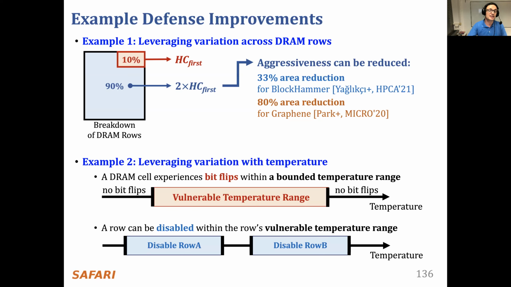Again, similarly, you can leverage the variation of vulnerability in terms of temperature. You can disable some rows based on the temperature. This is not easy, I would say, because this requires a lot of testing of the chip and understanding the vulnerability, but it can lead to more efficient defenses. The jury is still out. There needs to be more work on this.